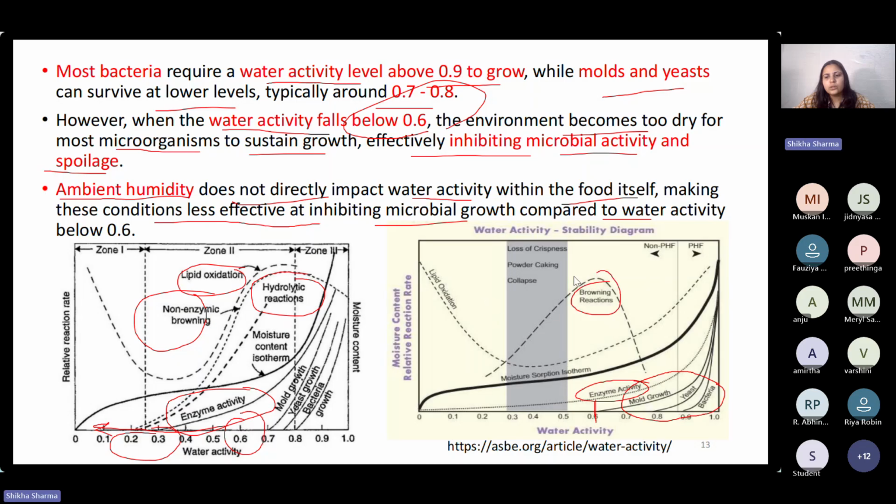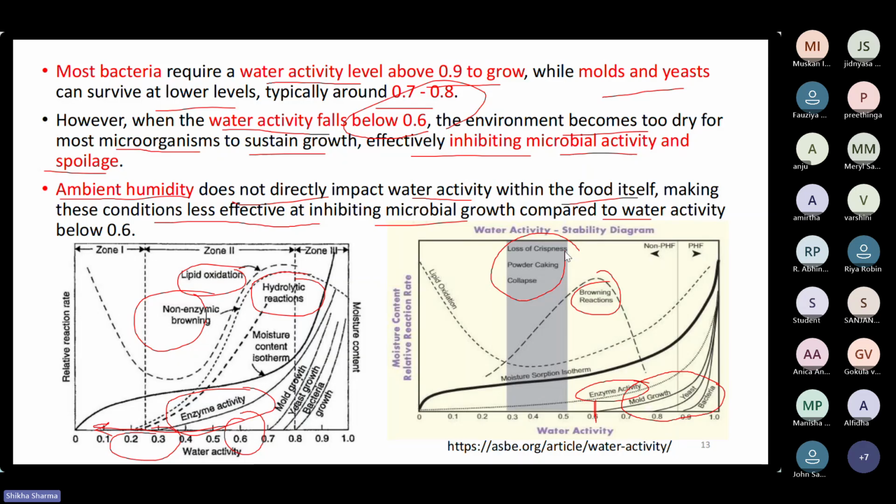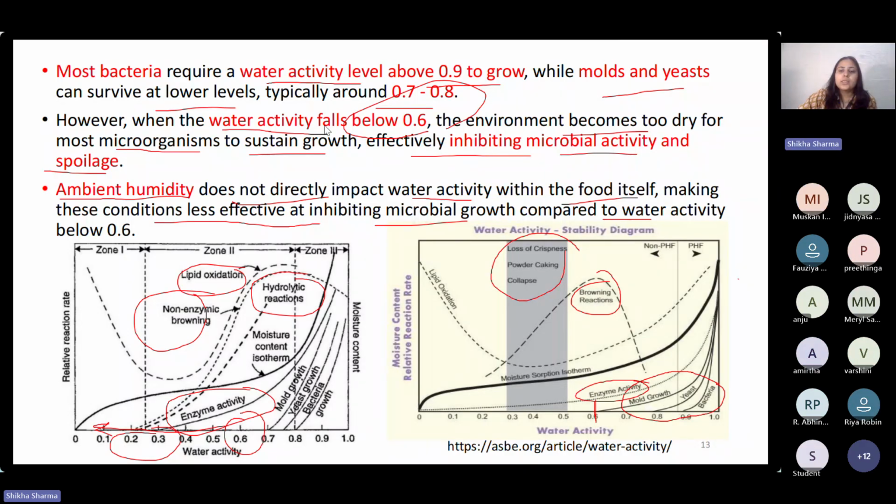But what happens if we have too low water activity? The texture of the product is going to be hampered, like there is a loss of crispiness or there can be collapse of the structure of the food product. So basically we need to keep the water activity in the optimal range so that the growth of microorganisms is inhibited, but simultaneously we can maintain good texture, good mouthfeel and good overall sensory attributes at the same time. So we need to maintain such water activity.